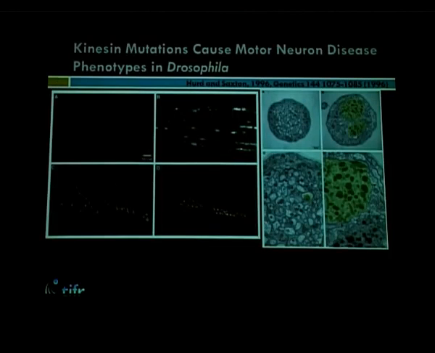Now, if there is a defect in the motor function or the motor protein that moves these vesicles in the axon, then that can lead to defective transport or failure in transport and accumulation of these cargoes in the axon.